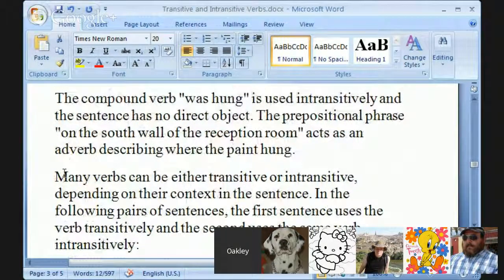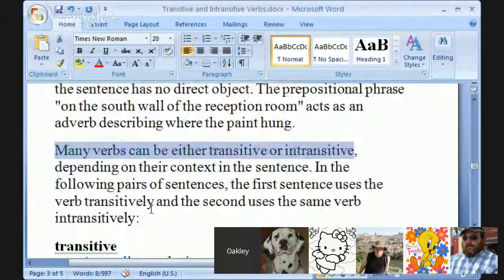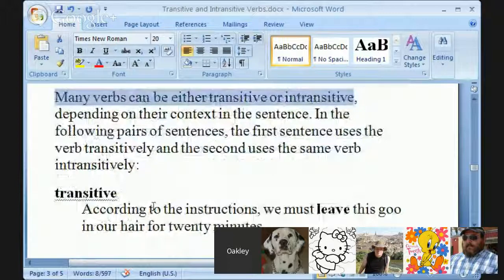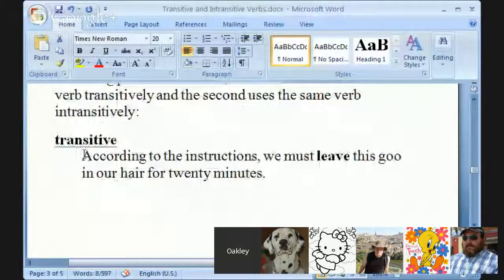Again, many verbs can be either transitive or intransitive depending on their context in the sentence or the meaning, the definition. Obviously, many English words have multiple definitions. Okay, so we can see examples where they're one way one time and another way. We've already seen it, but okay, another example.